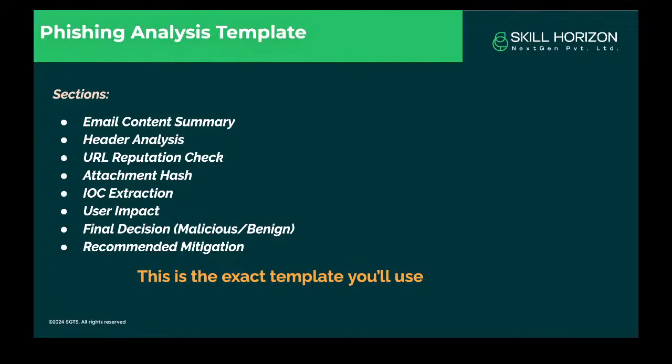Header analysis, we already talked about what headers are. So when you analyze the email headers and you got some information, those things you can include. The URL reputation check. So what particular URL you received in that email, you can attach the reputation check. You can also use tools like urlscan.io. So this will be the tool for you.